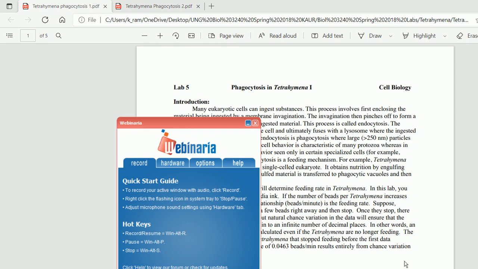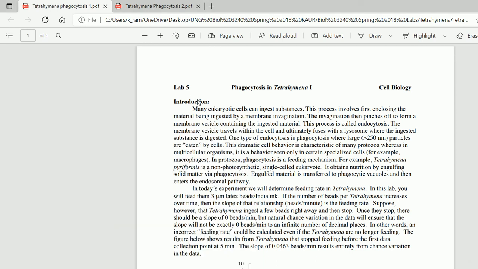I'm going to discuss the instructions for the Tetrahymena Lab, and this is the last lab of the semester. This lab is basically about the process of phagocytosis, and we have already learned in the lecture what the process of phagocytosis is.